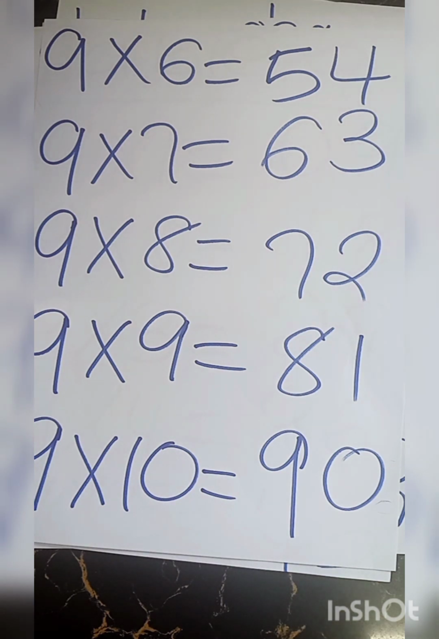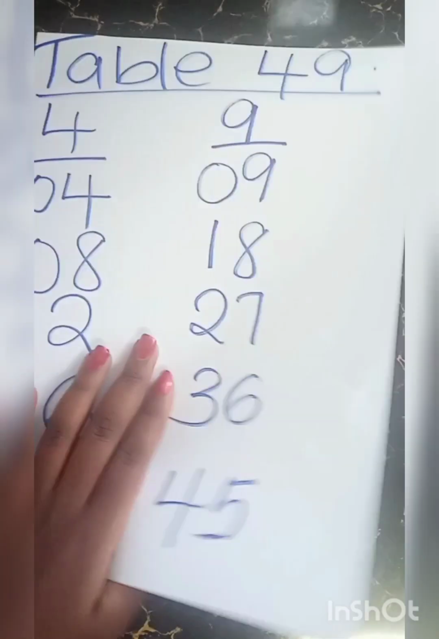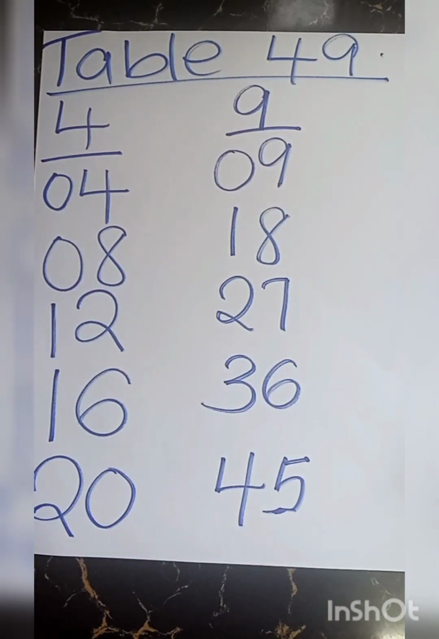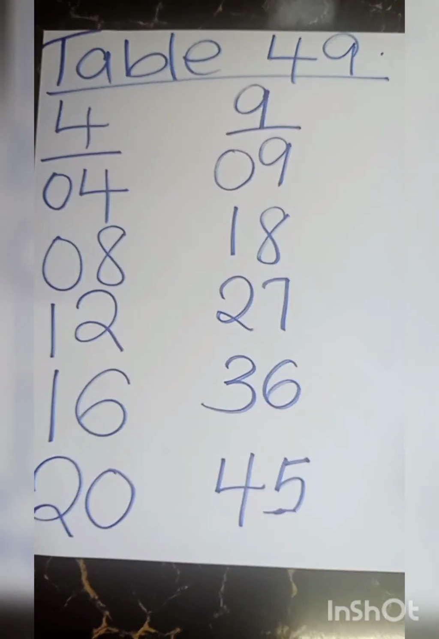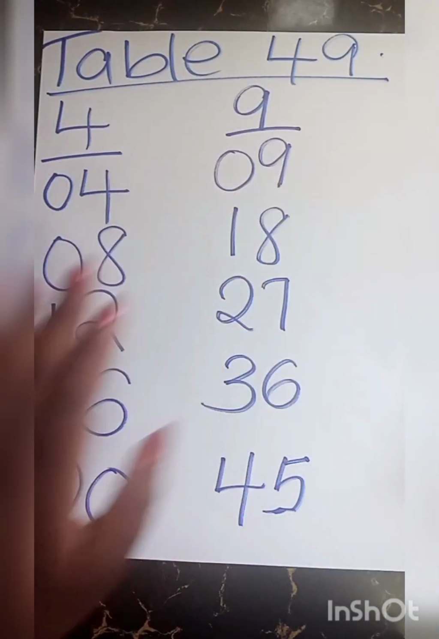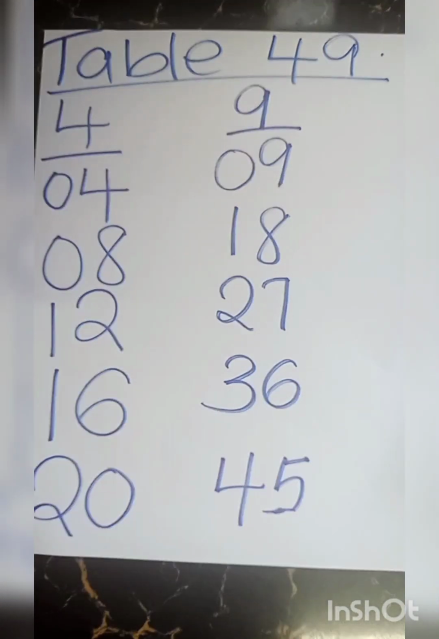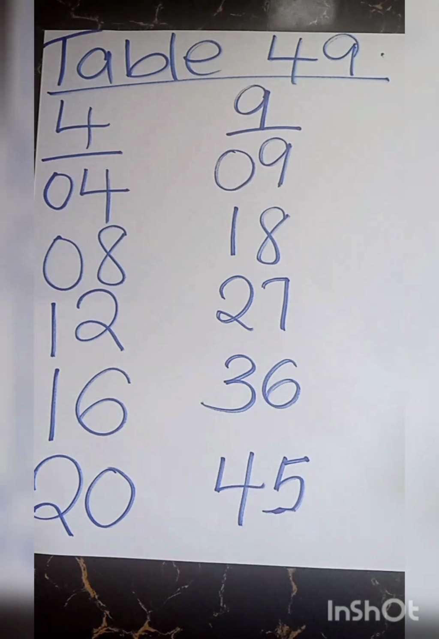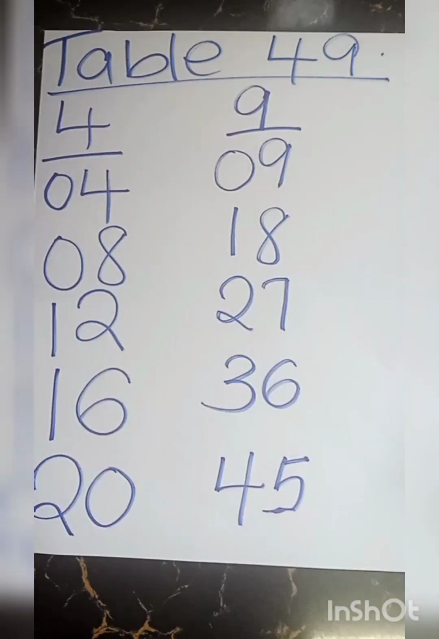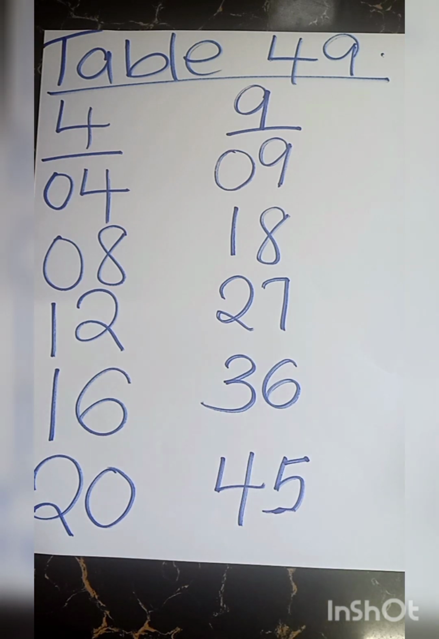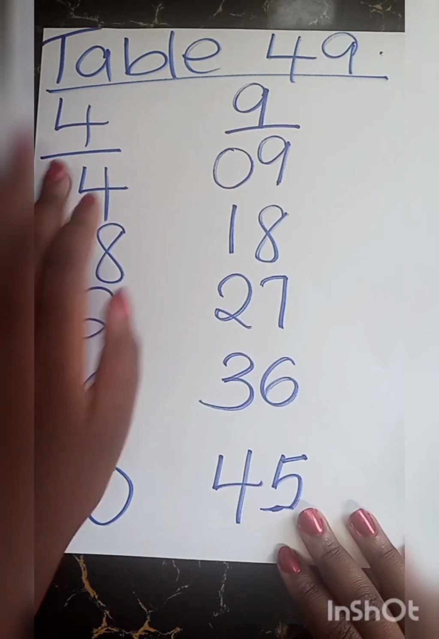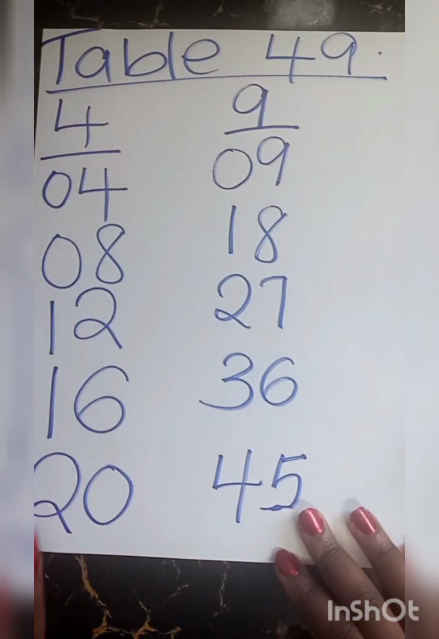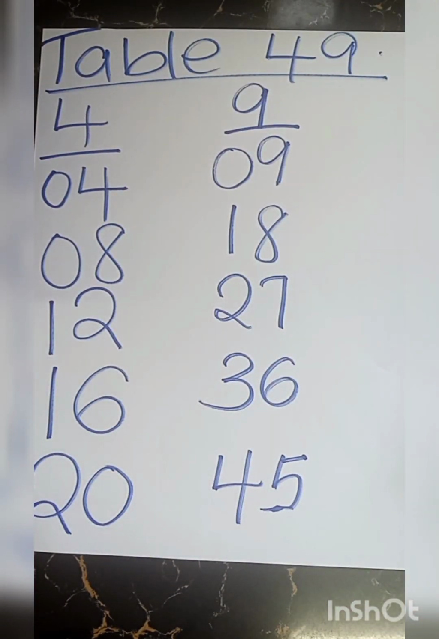And side note, order really matters here, okay? I want to remind you we are doing table 49. We started with table 4, then table 9. Be very careful. We've done this because we are looking for table 49. If you are doing table 94, that one would have started with table 9 and then table 4. Take note of that, okay?